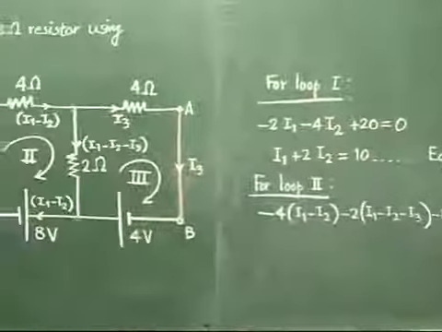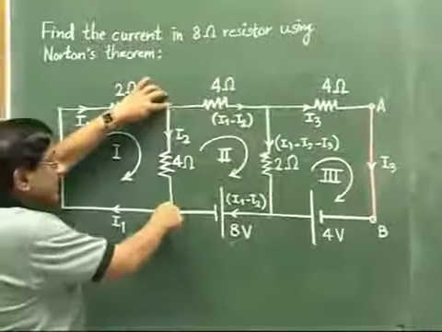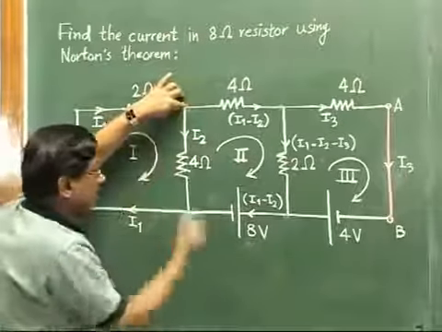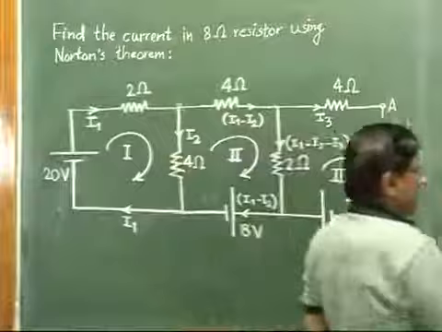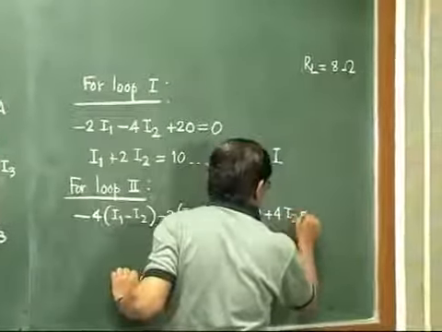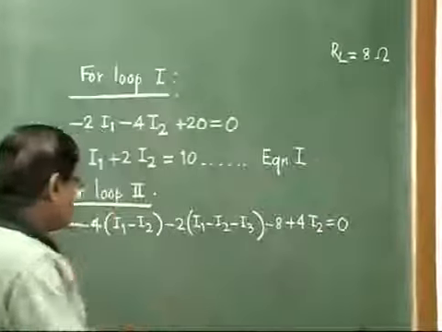And then this to top, we are going to the top, but the current is opposite. So it will be plus 4 times I2. And this all must be equal to 0. So we have to simplify the equation.